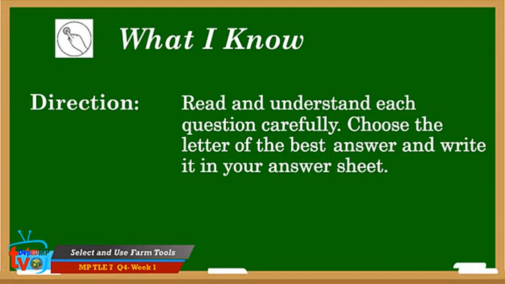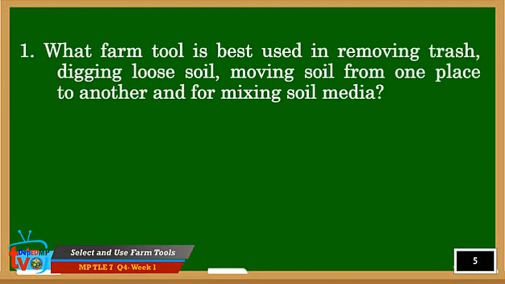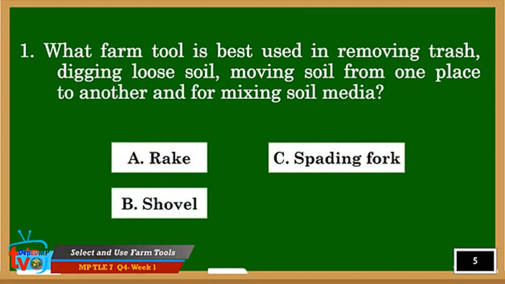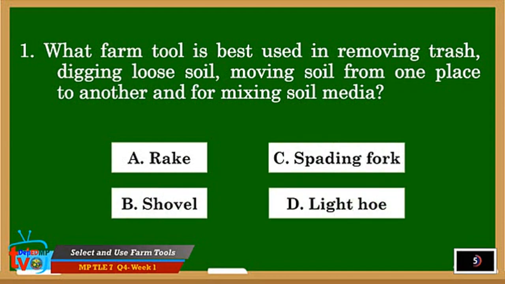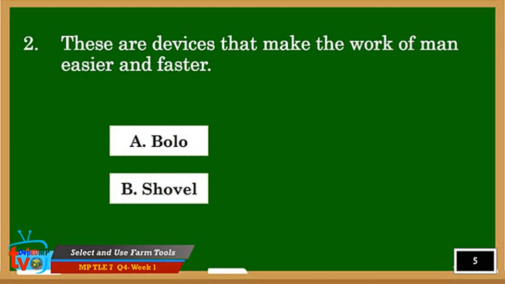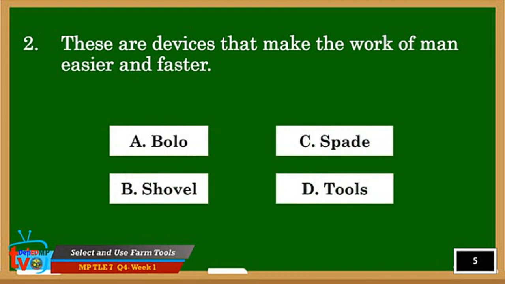Let's start. For number 1, what farm tool is best used in removing trash, digging loose soil, moving soil from one place to another, and for mixing soil media? Letter A, rake. B, shovel. C, spading fork. Letter D, light hoe. Number 2. These are devices that make the work of man easier and faster. A, polo. B, shovel. C, spade. Letter D, tools.